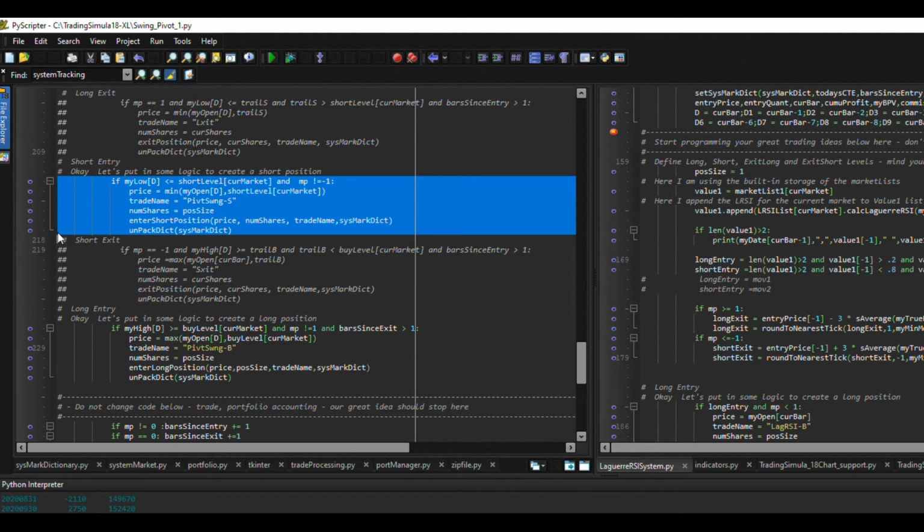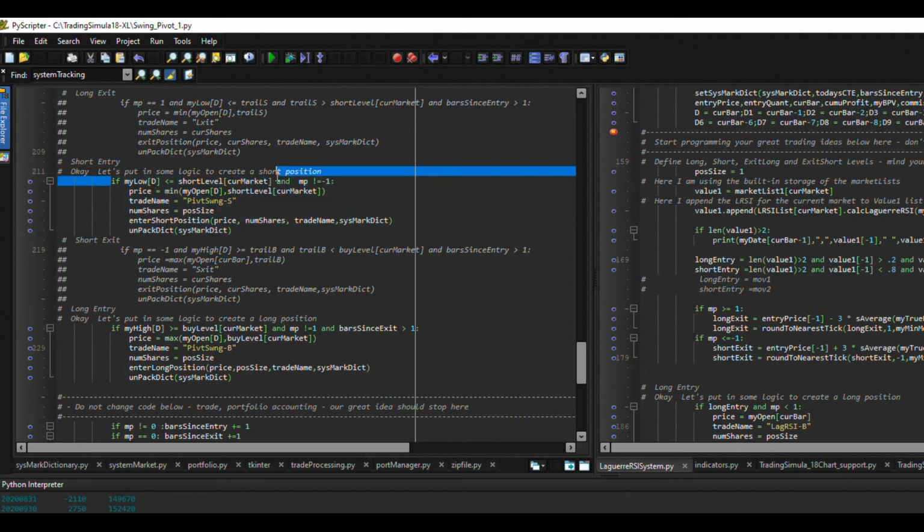I'm saying, okay, if during the day the low went below my short level and I'm not currently short, I want to go ahead and set the price, because it's a stop, to either the open of the day if there was a gap down, or the short level, which was the stop. My trade name is Pivot Swing Short. Number of shares in this case is just 1, and I'm going to enter a short position. Okay, we go through there, we're short.